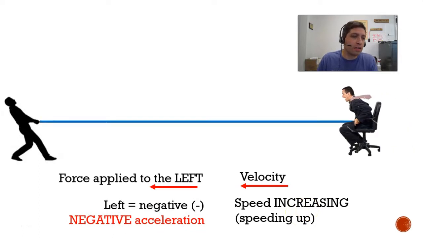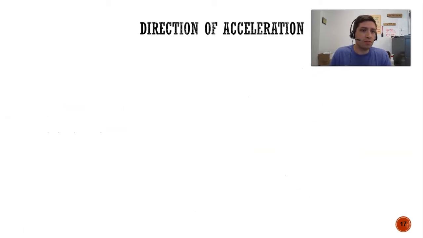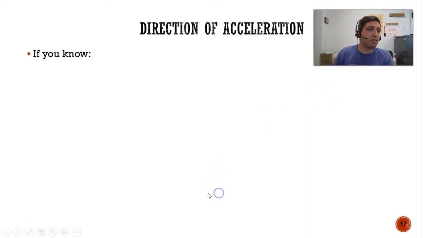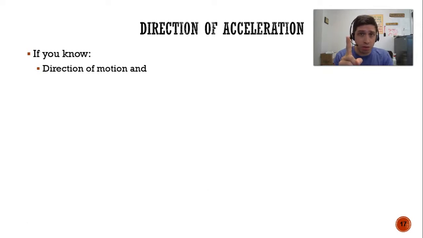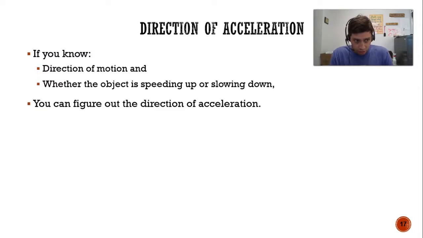Now, there's another way to think about this. If that confuses you, that's okay, because there's another kind of non-abstract way to think about this. And all you need to know is two things. You need to know the direction of motion of the object, which we talked about in the previous examples, and whether the object is speeding up or slowing down. Those two pieces of information will help you to find the direction of acceleration. Again, we talked about both of those in each of the previous examples. And if you know that, you can figure out the direction of acceleration.